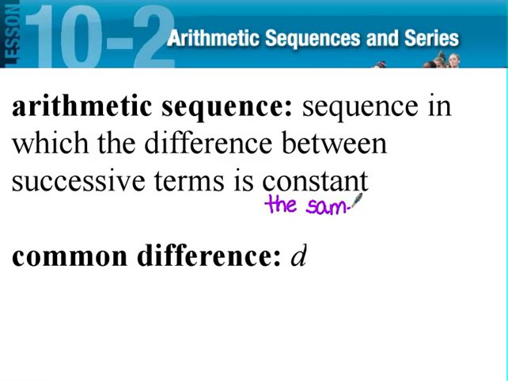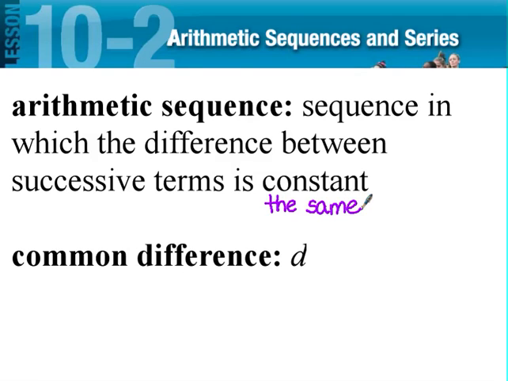So what that means is that with an arithmetic sequence, we're either going to add the same number every time or we're going to subtract the same number every time. It has to be the same number. And so we call that common difference d. So whenever you see that little d, that means the common difference.